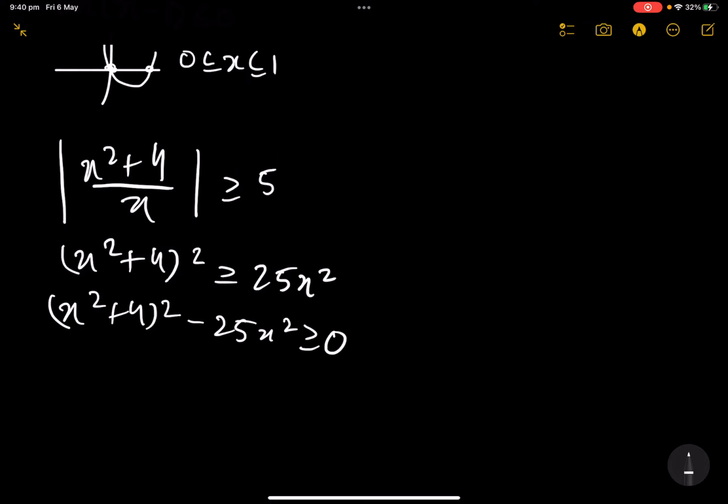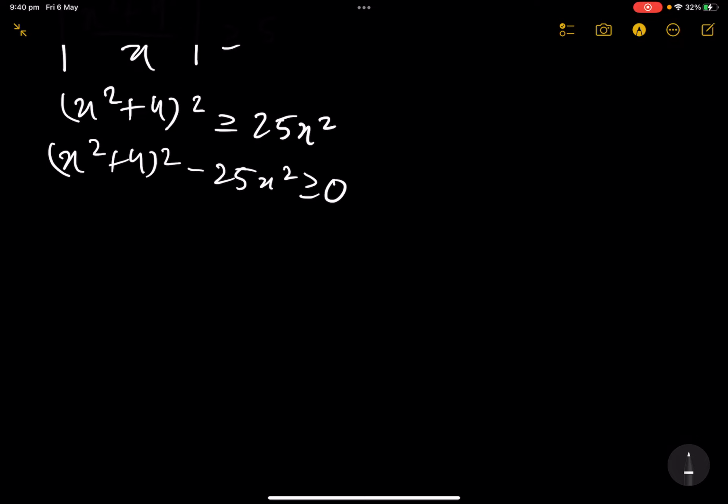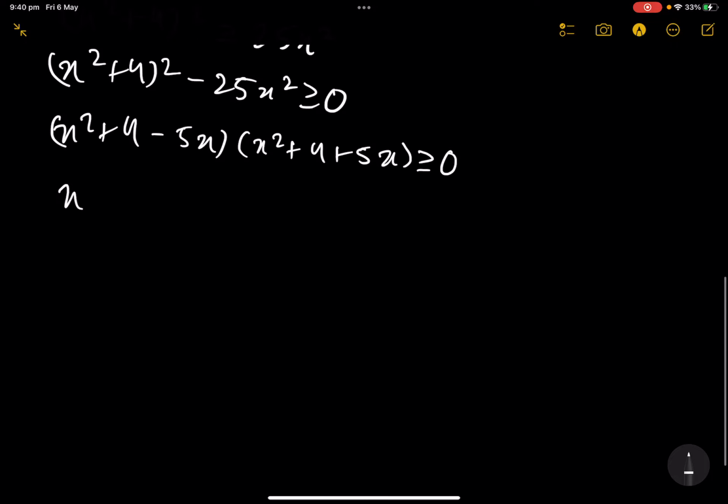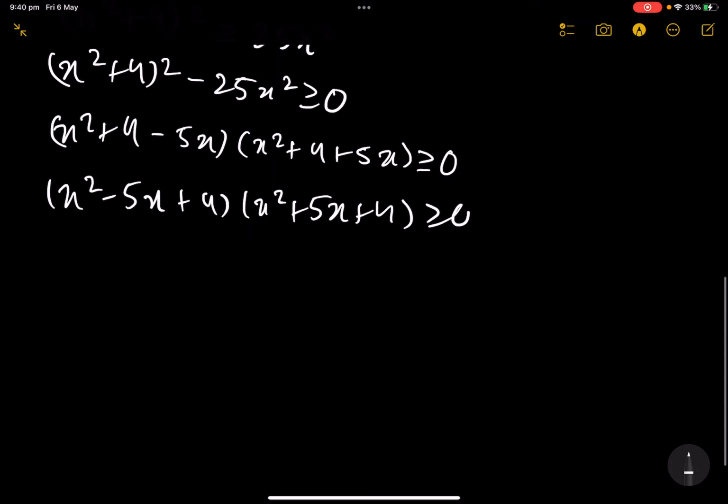Now think about it. Why do we do this? Factorizing difference of two squares: (x squared plus 4 minus 5x)(x squared plus 4 plus 5x). We gotta make sure we add right. Many mistakes have been made because of that. Personal experience, ain't that right? x squared plus 5x plus 4 greater than or equal to 0.